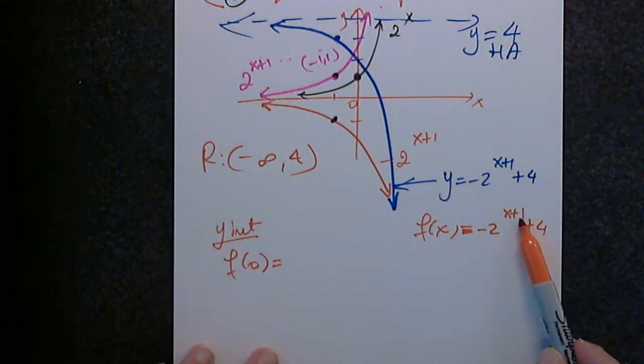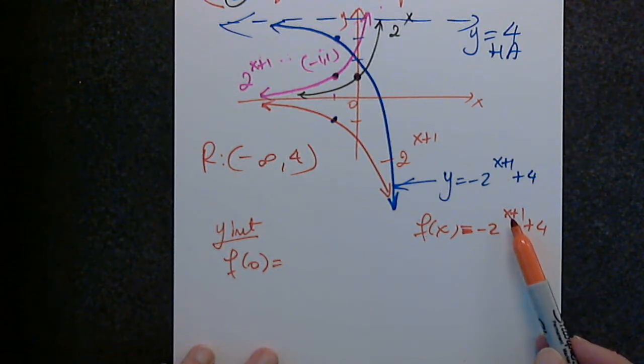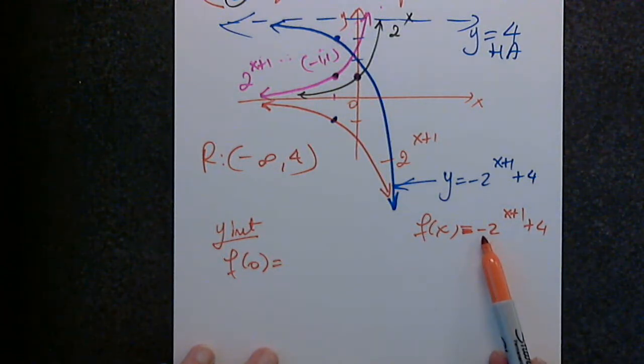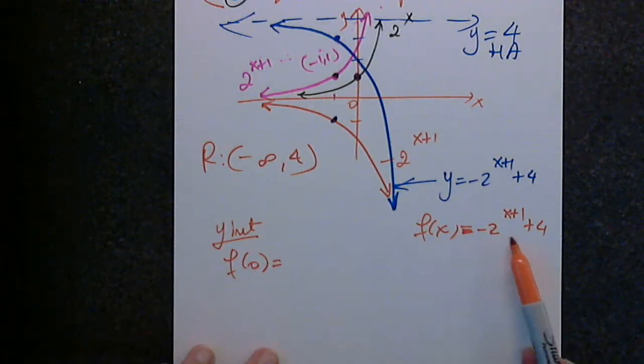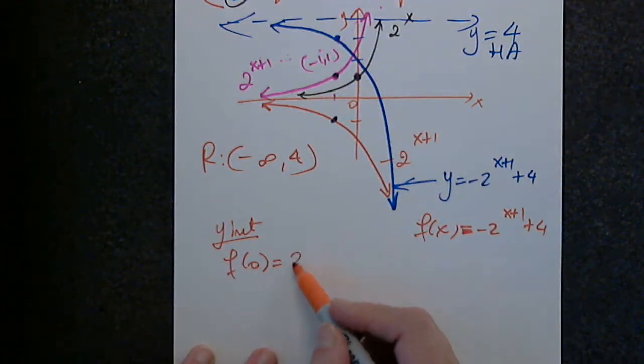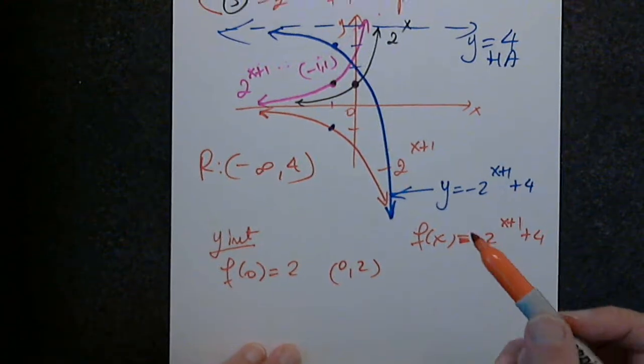How much is 0 plus 1? How much is 2 to the first power? 2. How much is 2 times -1 in front? -2 plus 4. 2.